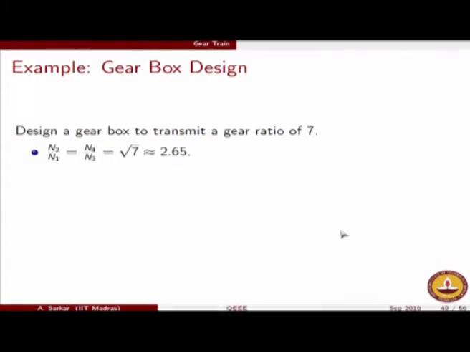So we will see a quick example about this. Let us try to design a gearbox to transmit a gear ratio of 7. It turns out that we are looking for N2 by N1 and N4 by N3 to be the square root of 7, which comes out to approximately 2.65. If you want this condition to be satisfied, let us take, and we are always careful that we want to design a gearbox with minimum size, which in other words means everything, the radii and the number of teeth, everything should be at its minimum.